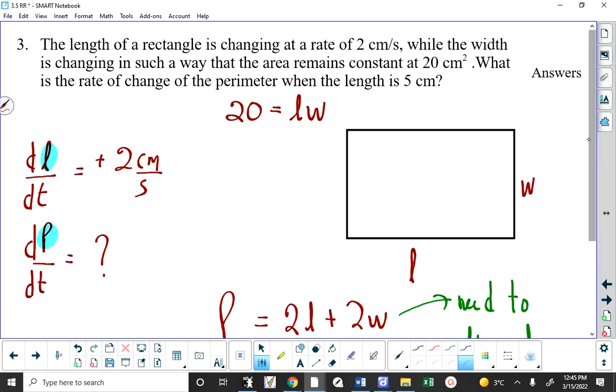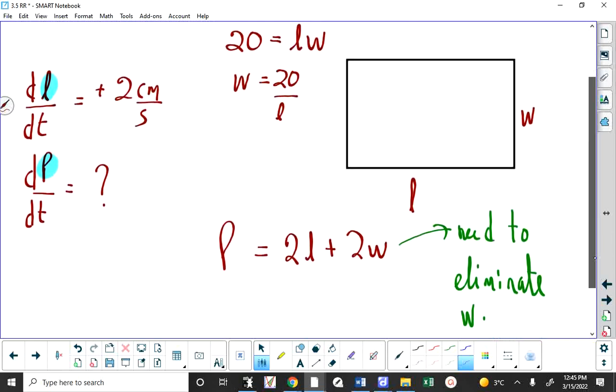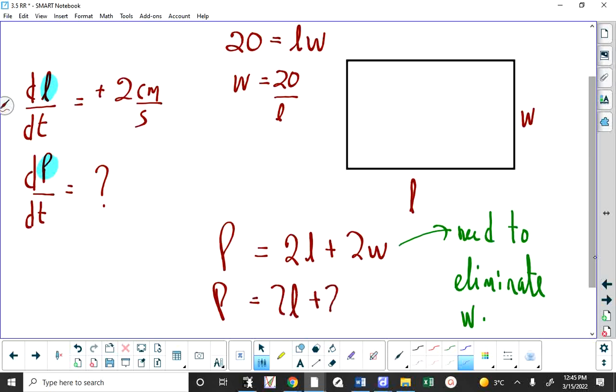And, you know, if you compare what we're doing in general here to get rid of W to all the work we had to do to get rid of H this morning, it was a lot of work, wasn't it? We had to set up a Pythagorean triangle, and we ended up with a radical. Here, the width is 20 divided by the length. So I'm going to put that in for W in my perimeter equation, and I'm going to get perimeter equals 2L plus 2W, which is 20 over L.